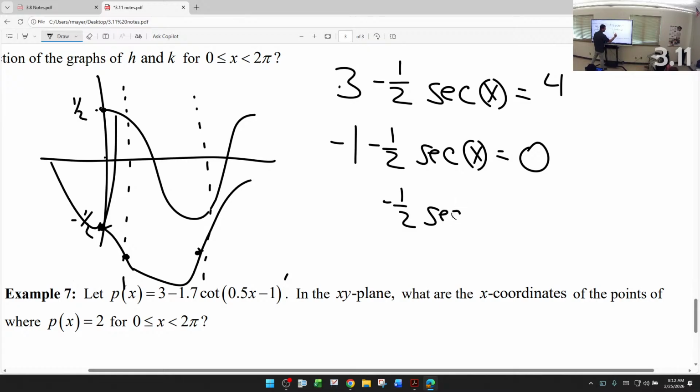-1/2 secant x equals 1. Multiply both sides by -1/2 or by -2. Multiply by -2. Secant x equals -2. Now I just need cosine. When cosine equals -2. Holy cow, that would have been a lot easier. Man, why didn't I think of that the first time?